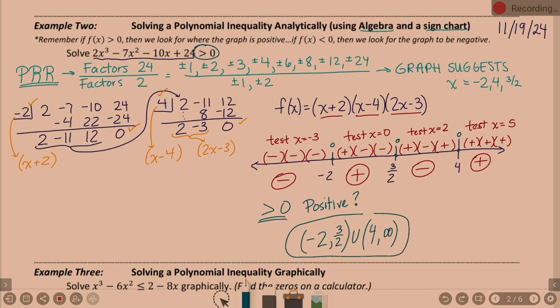Now, if you want a hint of things to come, I might have a different opinion if it asked me when is my graph greater than or equal to 0. But if it's just greater than, we're just looking for which sections is it positive.